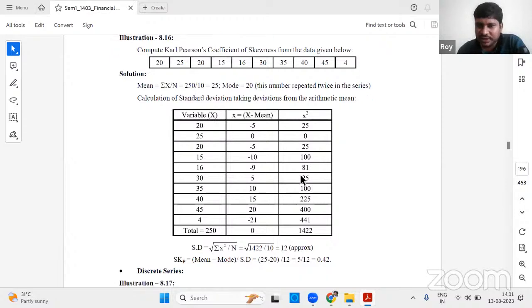Square it. Now, what is the formula for standard deviation? Square root of the sum of x squared divided by n. This is approximately 12. Now, we are not going into which model I used here for calculating the SD.